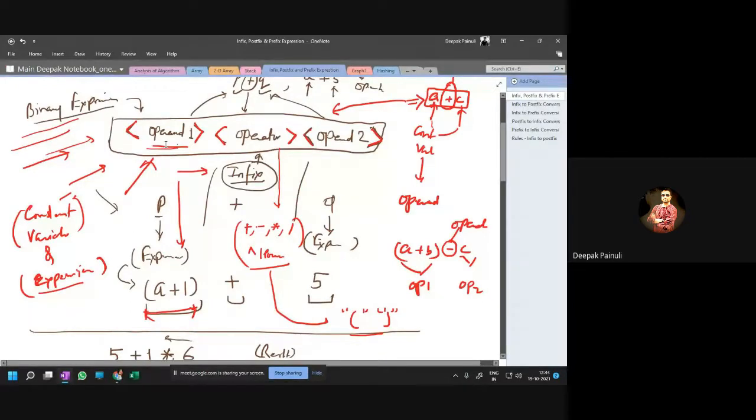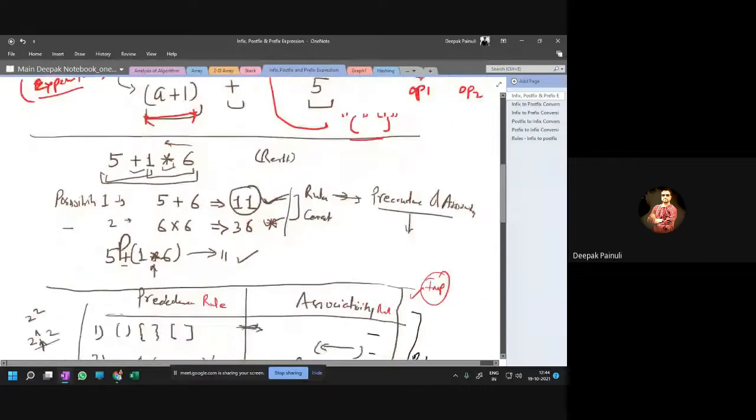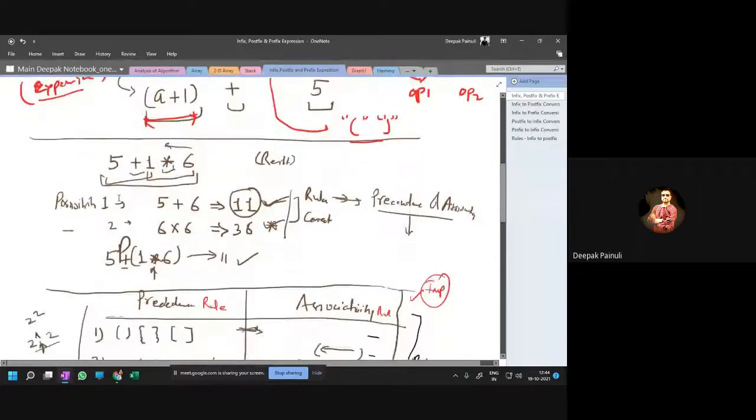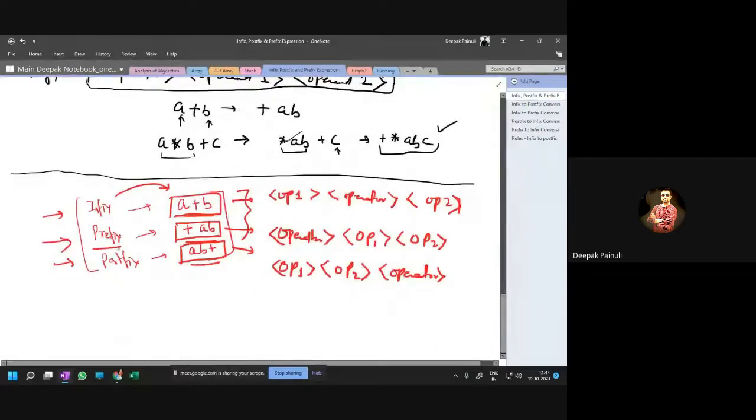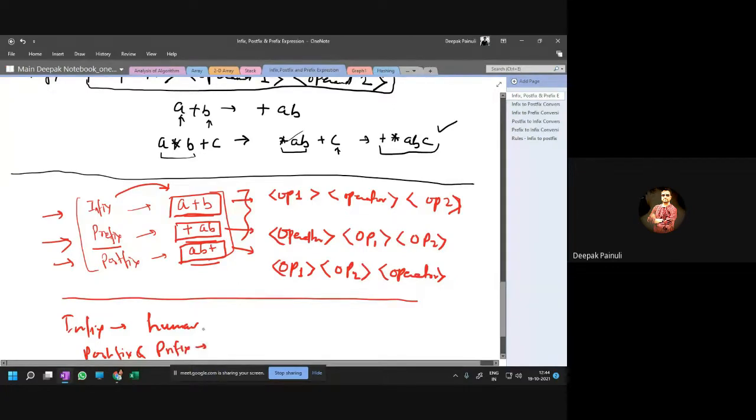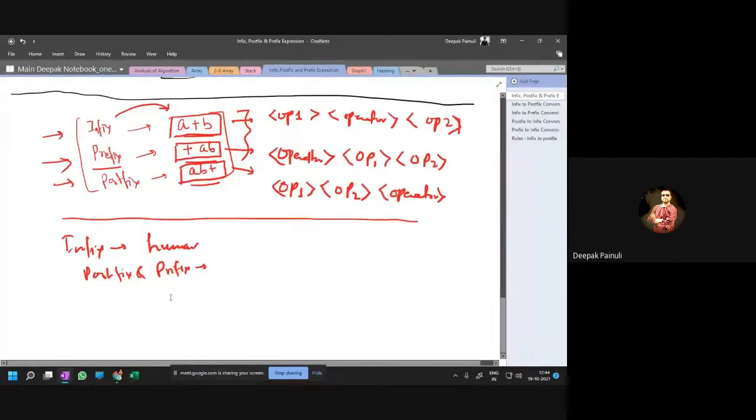We will understand it by an example. Let's say I have an example of why it is important. Infix is for humans, but machines use postfix and prefix. Why? We will know by the example.